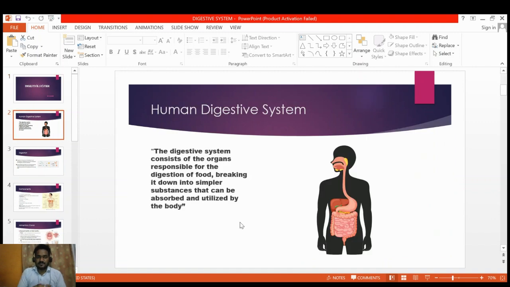So, what is the digestive system all about? The digestive system is a specific type of system present in our body, responsible for the breakdown of complex food into the simplest form, so that our body is able to absorb it and generate energy from it. It simply consists of organs of digestion that help break food down into simpler substances which are then absorbed in the body.